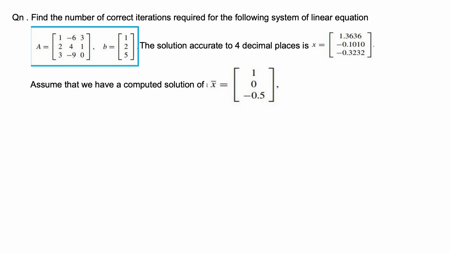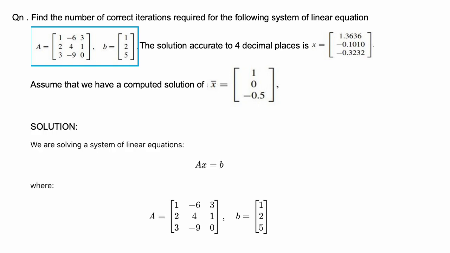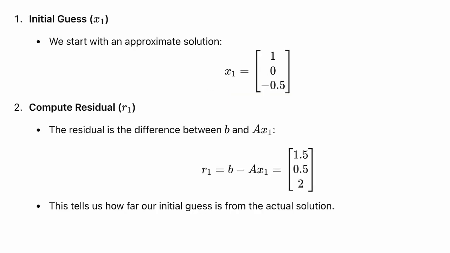Okay, now we are going to see how it is being done. So the first thing that you are going to do is write it in the matrix form and the equation form. Then first, you start with an approximate solution. That means x1 is 1, 0, -0.05. So this is actually an initial guess which is already given in the question itself.